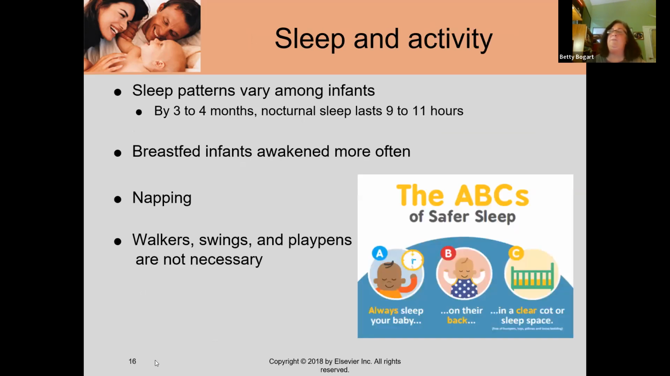Sleep, we know infants sleep a lot. This is the group that sleeps the most. They wake up, they eat, they're awake a little while, and then they're back to sleep. And what the literature says is you really don't need walkers and swings and playpens at this point. Just take them and put them back to bed. Now remember, it's on their backs. Infants who are put to sleep should be on their backs.